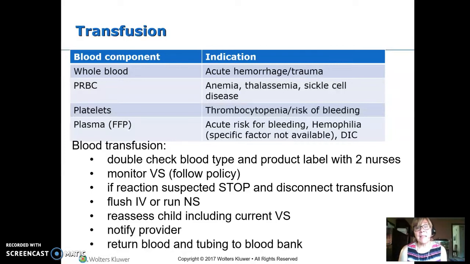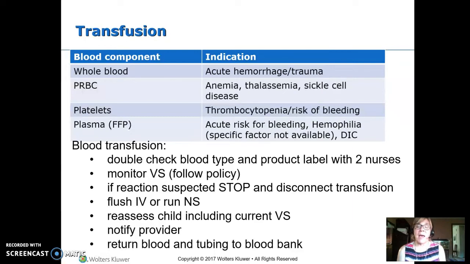So with hemophilia, they don't have a clotting factor. So if we don't know what kind of hemophilia, we could give plasma. Usually we're going to give just whatever clotting factor it is they don't have. And then DIC, disseminated intravascular coagulation. In DIC, you use up all of your clotting, your platelets and your clotting factors, because you make microclots in the vessels.